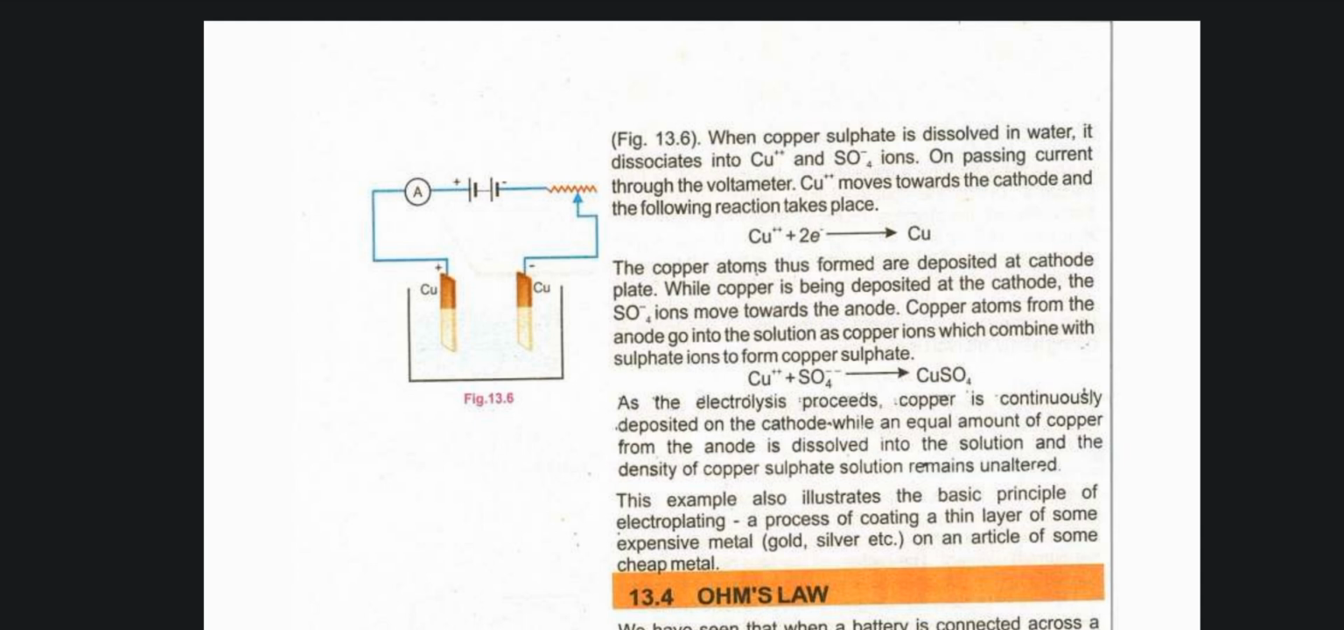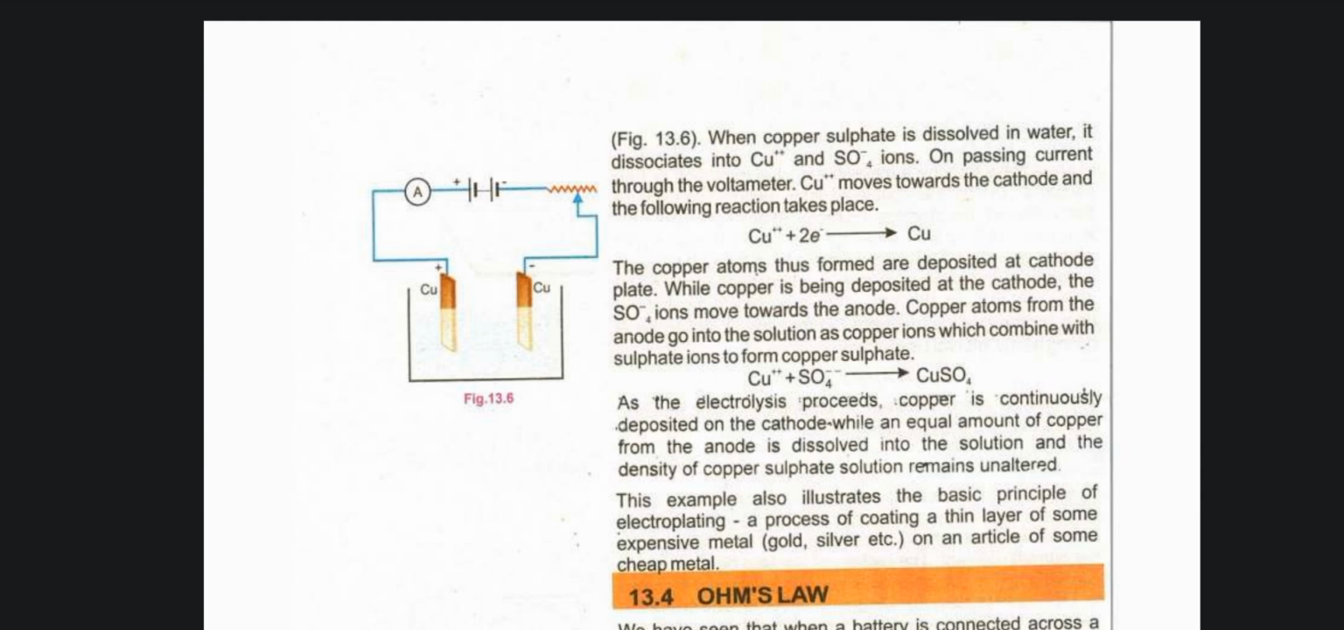On passing current through the voltmeter, Cu++ move towards the cathode, and the following reaction takes place. Cu++ plus 2 electrons gives Cu. The copper atoms thus formed are deposited at the cathode plate. While copper is being deposited at the cathode, the SO4-- ions move toward the anode, and copper atoms from the anode go into the solution as copper ions, which combine with sulfate ions to form copper sulfate. Cu++ plus SO4-- gives CuSO4.